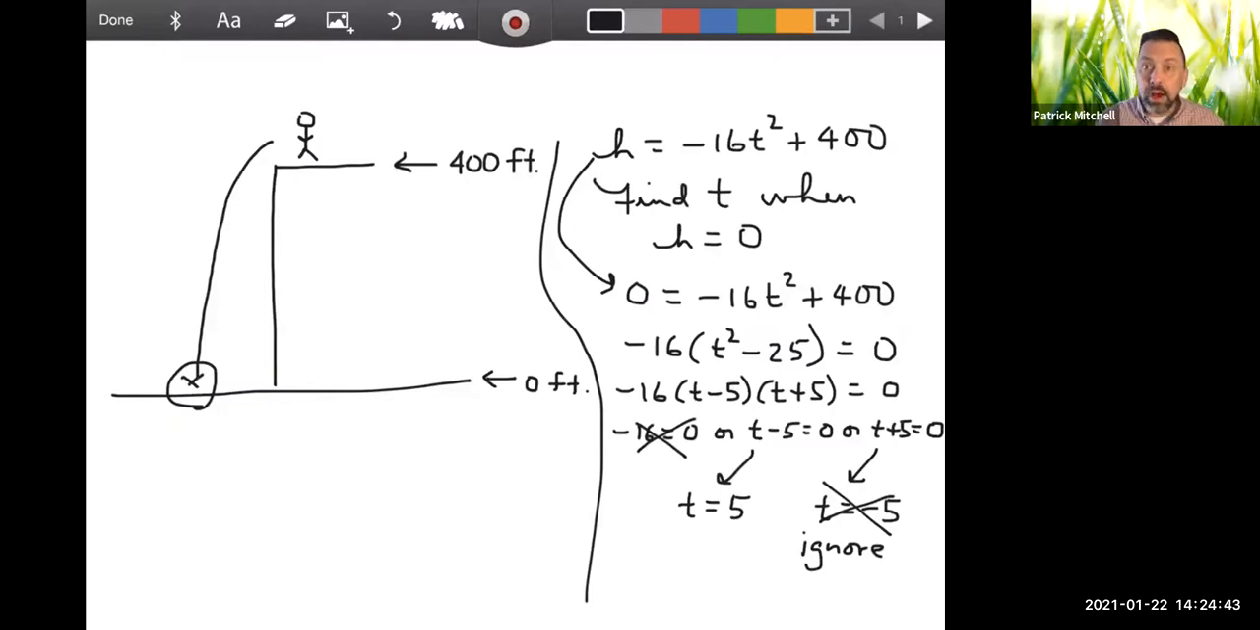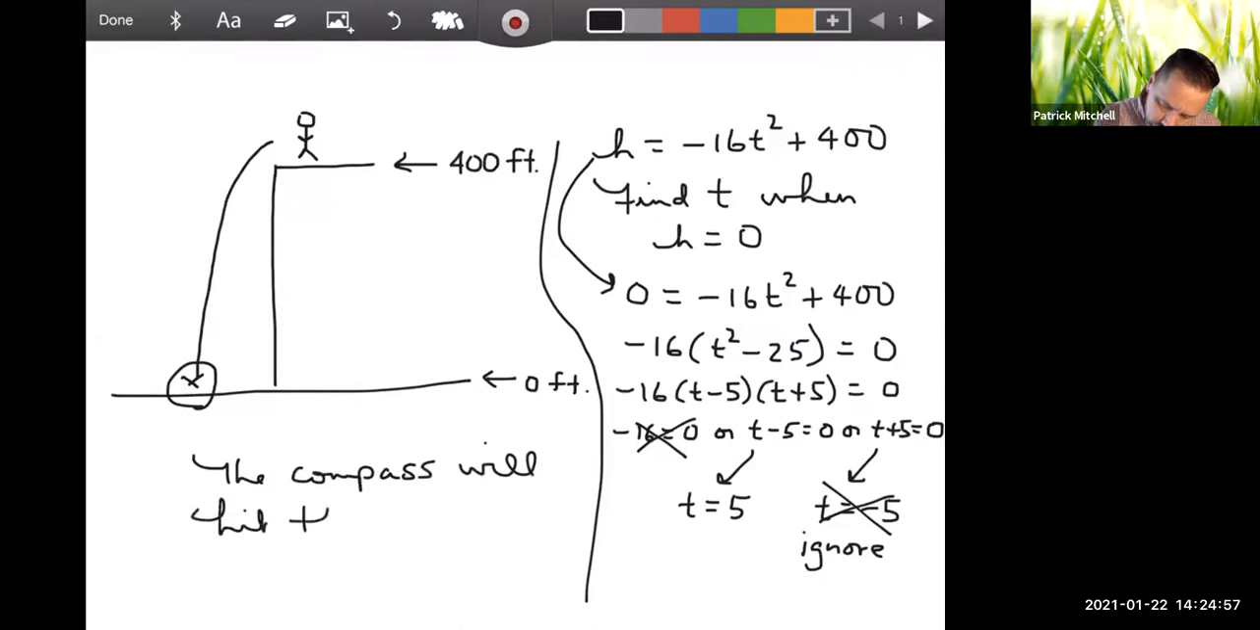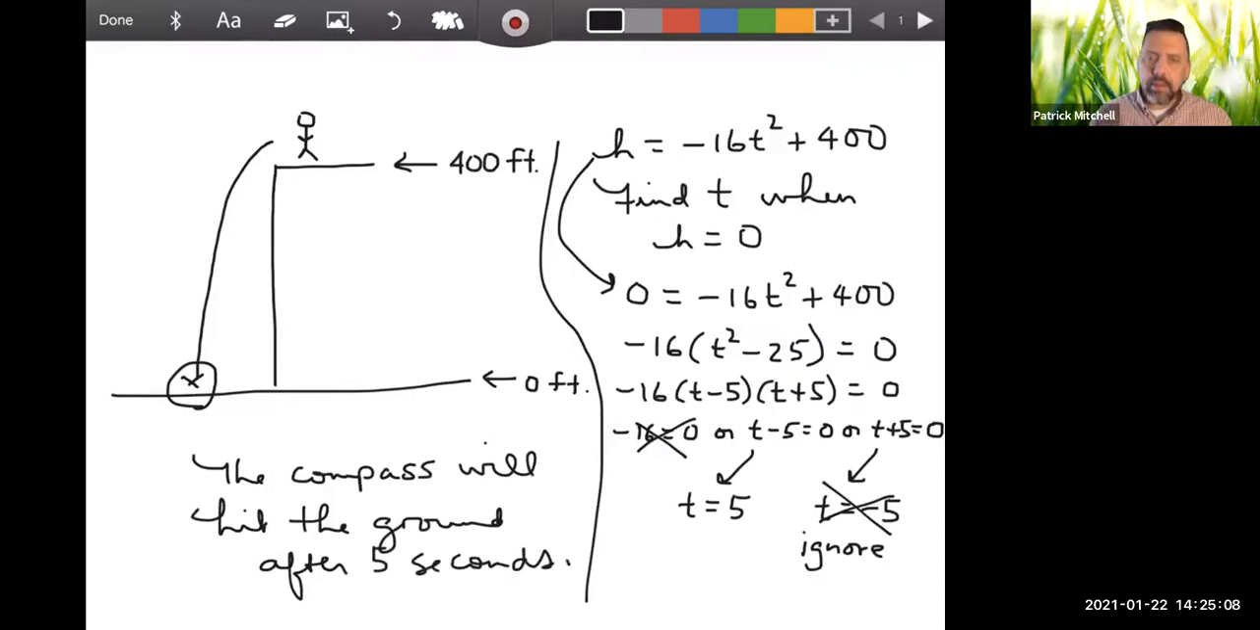All right, so this problem has only one good answer, and that is the compass will hit the ground after 5 seconds. I always like to write a nice English sentence as the answer to a word problem. The question is in everyday English. The answer should be in everyday English.